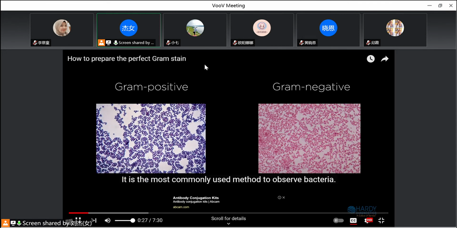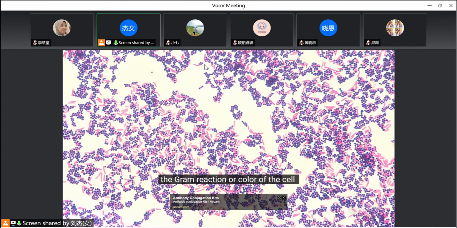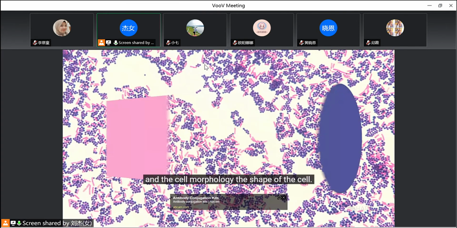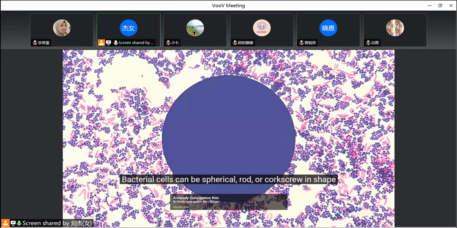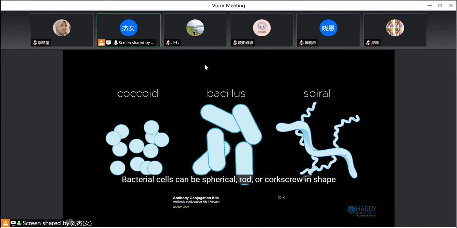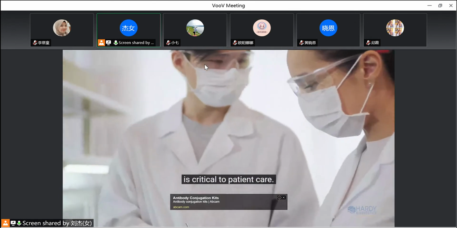to observe bacteria. The Gram stain provides two important features: the Gram reaction, or color of the cell, and the cell morphology, the shape of the cell. Bacterial cells can be spherical, rod, or corkscrew in shape, and nearly all clinically significant bacteria can be differentiated into these three groups. Knowing which type is causing an infection is critical to patient care.